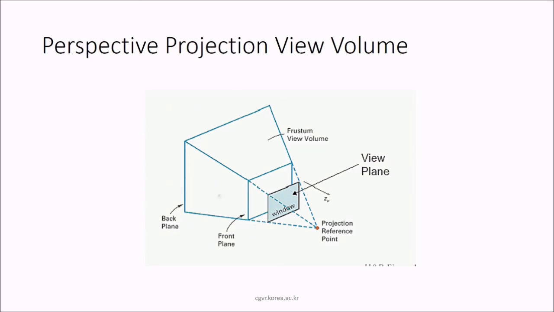So perspective projection has a view volume. Here you can see a frustum. This is the back plane, this is the front plane, and this is the view plane. This is the view volume frustum. A frustum is a part of a pyramid. So this is the projection reference point, and this is the window. This is actually our window where we are going to see.